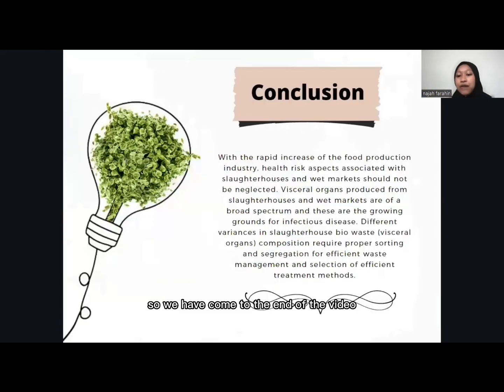So we have come to the end of the video, and as the conclusion, with the rapid increase of the food production industry, high risk aspects associated with slaughterhouses and wet markets should not be neglected. Visceral organs produced from slaughterhouses and wet markets are of a broad spectrum, and these are the growing ground for infectious disease. Different variants in slaughterhouse biowaste composition require proper sorting and segregation for efficient waste management and selection of efficient treatment method.